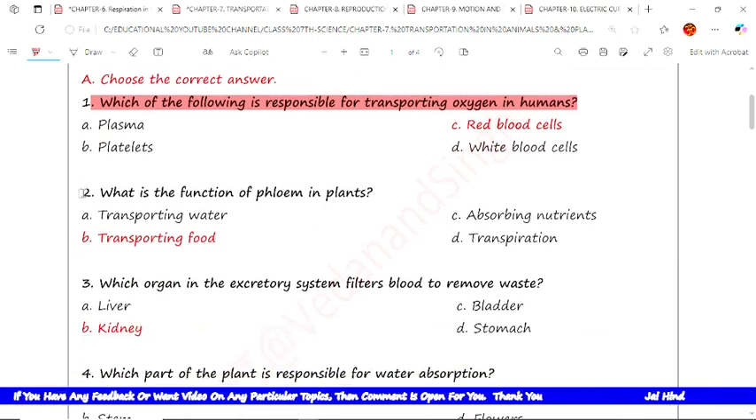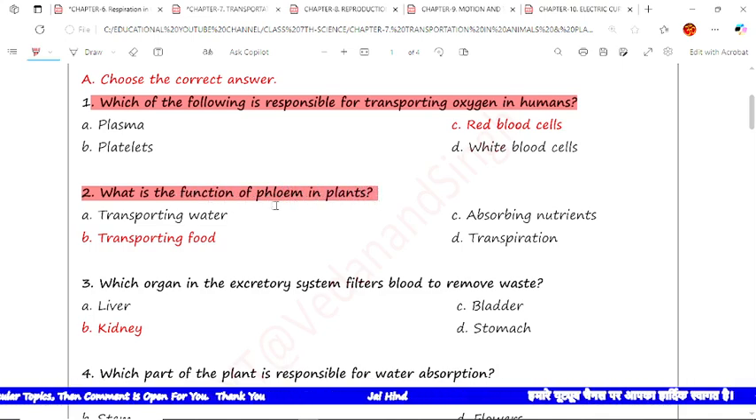Now the second question is, what is the function of phloem in plants? See, the options are here: transporting water, absorbing nutrients, transporting food, and transpiration. The answer is B, the correct option, transporting food.